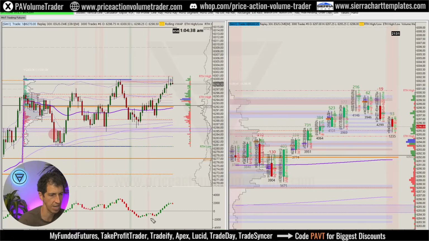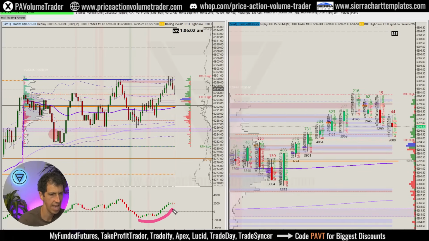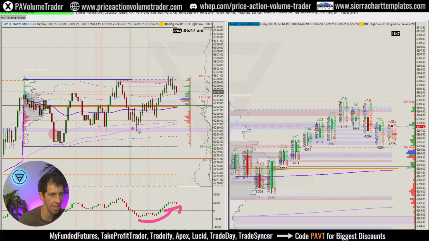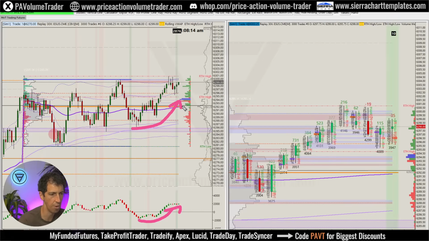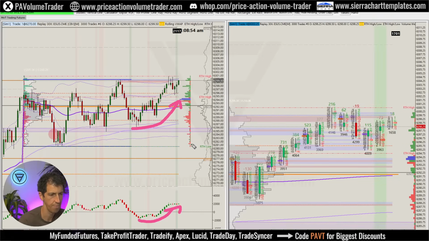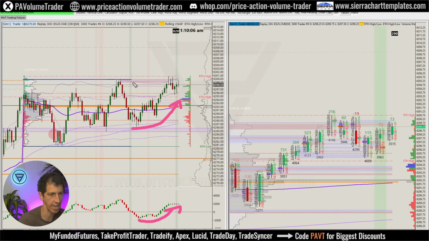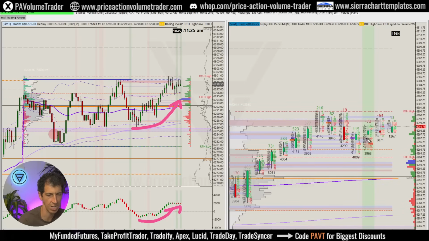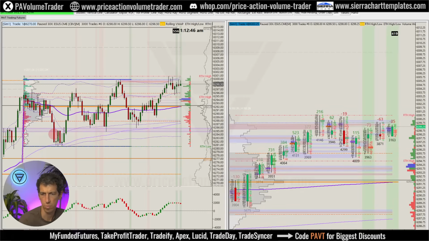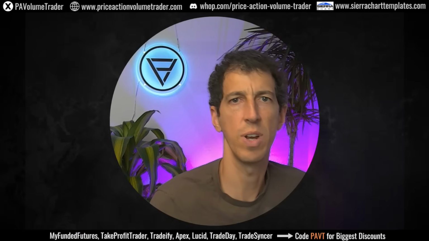And now you can see how cumulative delta has gotten back in line with price. Both are now pushing, and both are now going to be making soon higher highs, okay? So that's pretty much it for the video. Hope this has been insightful.